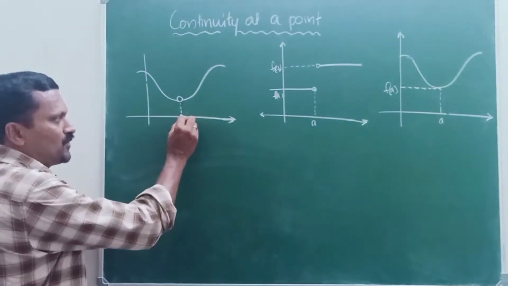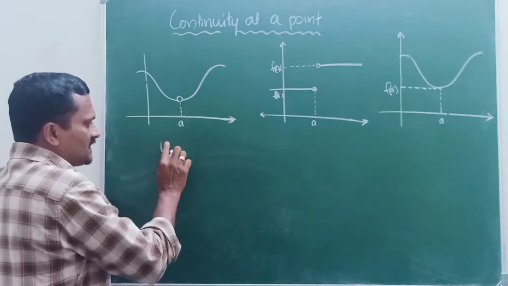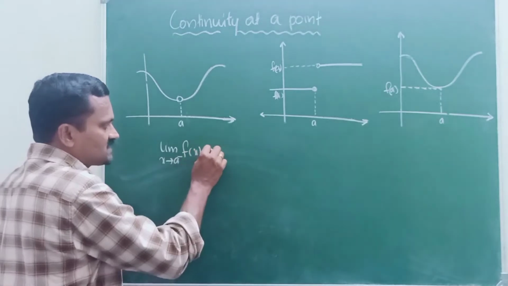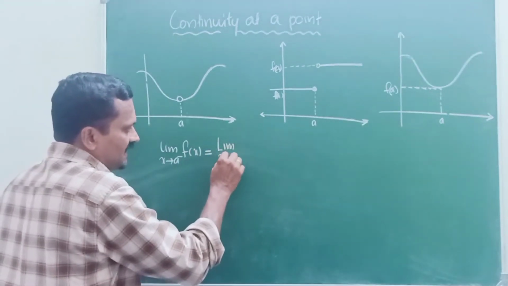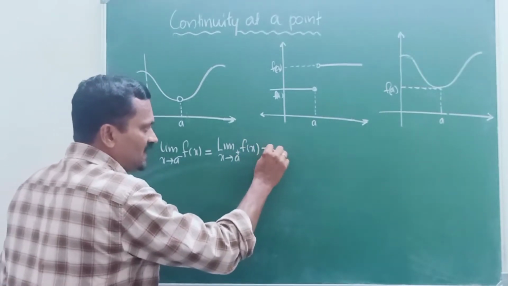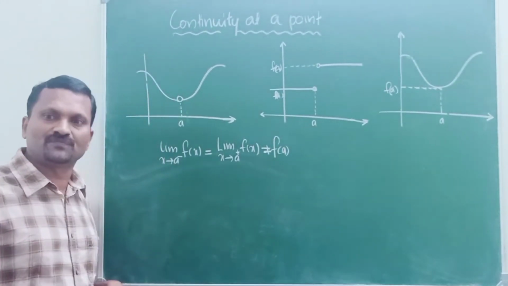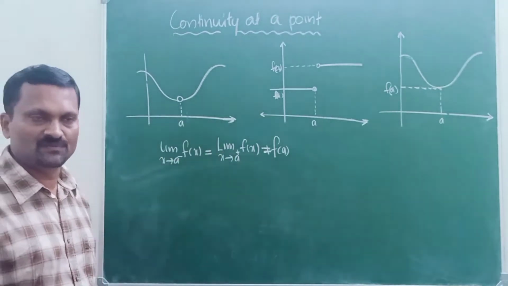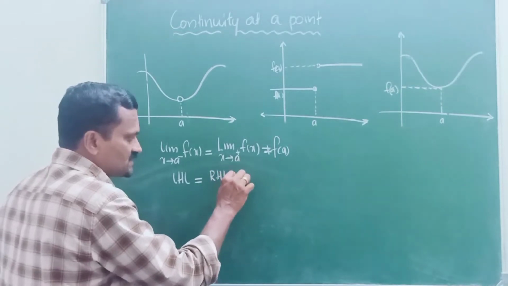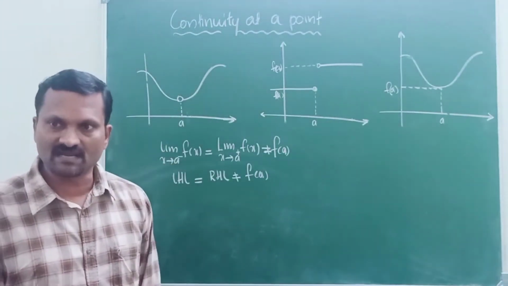For this, take a point A in its domain. In the first graph, it is clear that limit x tends to A left of f of x equals limit x tends to A right of f of x. But it is only disjoint at the value of A, which is not equal to f of A. Therefore, the function is not continuous. That is, LHL equals RHL, which is not equal to f of A. That is one of the conditions for discontinuity.